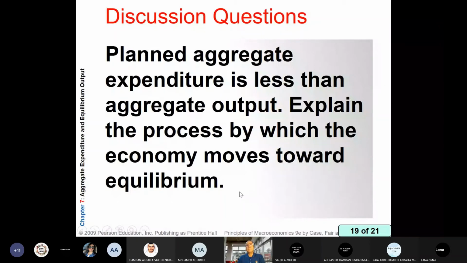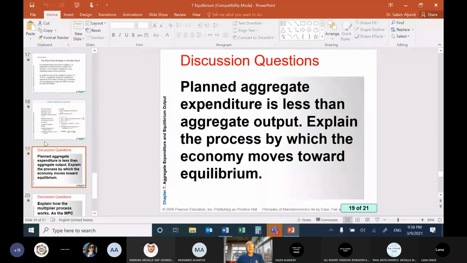Planned aggregate expenditure. Yes. And aggregate expenditure is less than aggregate output. Explain the process by which the economy moved toward equilibrium.